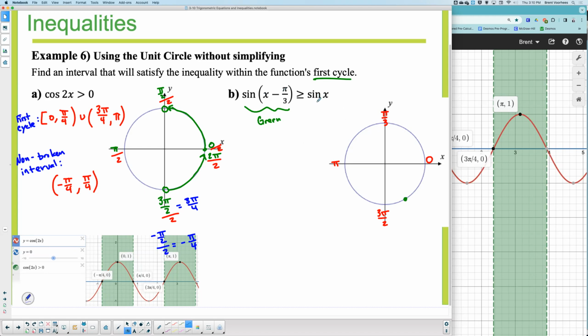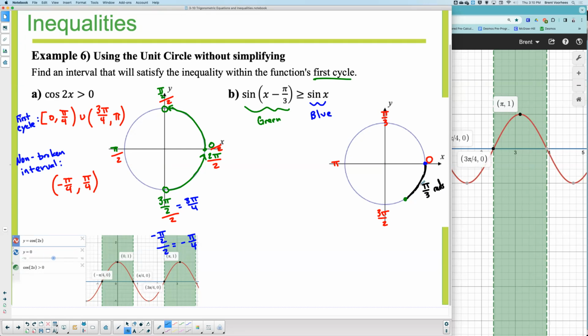Now, I will do the sine x value in blue. If x was 0, then sine of 0 would be this point right here. Now, we want to know when the green point is greater than or equal to the blue. Since we're talking about sine, we're talking about the y's. When is this y value greater than that one? Well, it's not right there. And as you can notice, because we're talking about the angles, what that means in trigonometry is you're talking about this radian measurement here. This is a distance of pi over 3 radians.